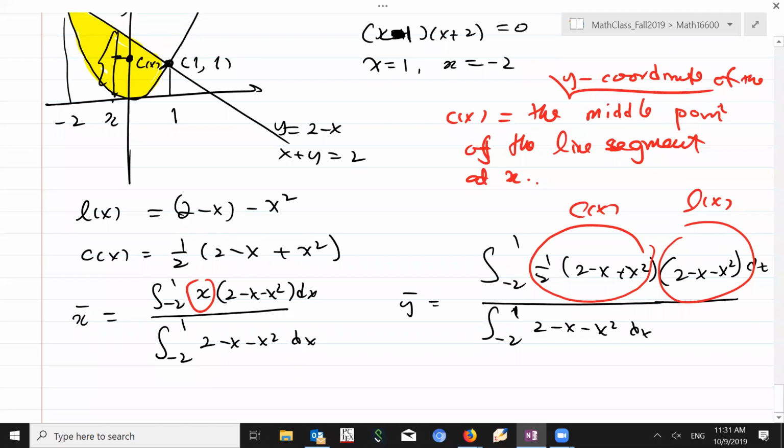So that's the reason you divide by two. This is a point, that is a point, and between these two points, that's the middle point, right?